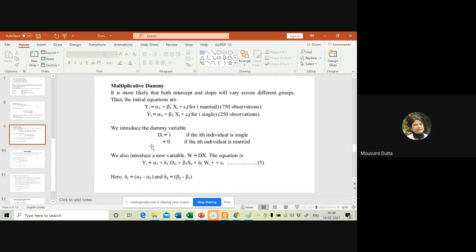So in this way, we can incorporate the change in intercept as well as the change in slope in a single equation. And when we consider a change in slope, we call it a multiplicative dummy because look at the structure of the dummy variable. It comes in the form d into x. Therefore, we call it multiplicative dummy.